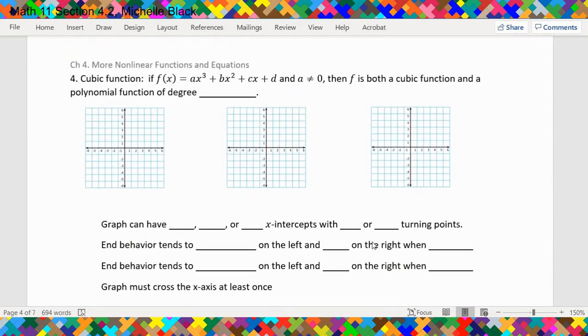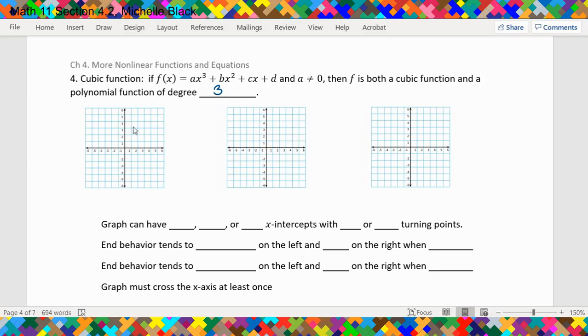The cubic function. If f of x equals ax cubed plus bx squared plus cx plus d, and a is not equal to 0, then f is both a cubic function and a polynomial function of degree 3. Hopefully you're noticing by now that the highest power you have, or the largest exponent, is going to tell you the degree of your polynomial. So cubics are degree 3, quadratics were degree 2.